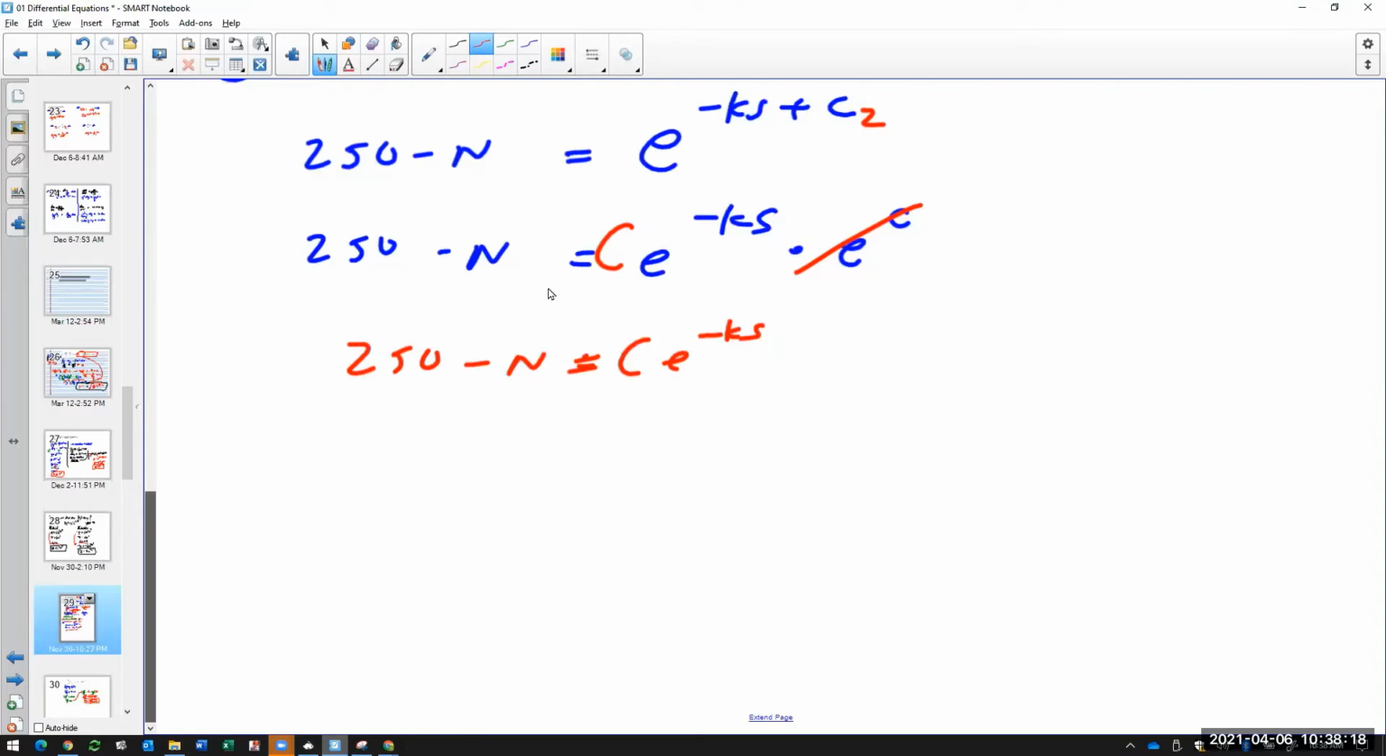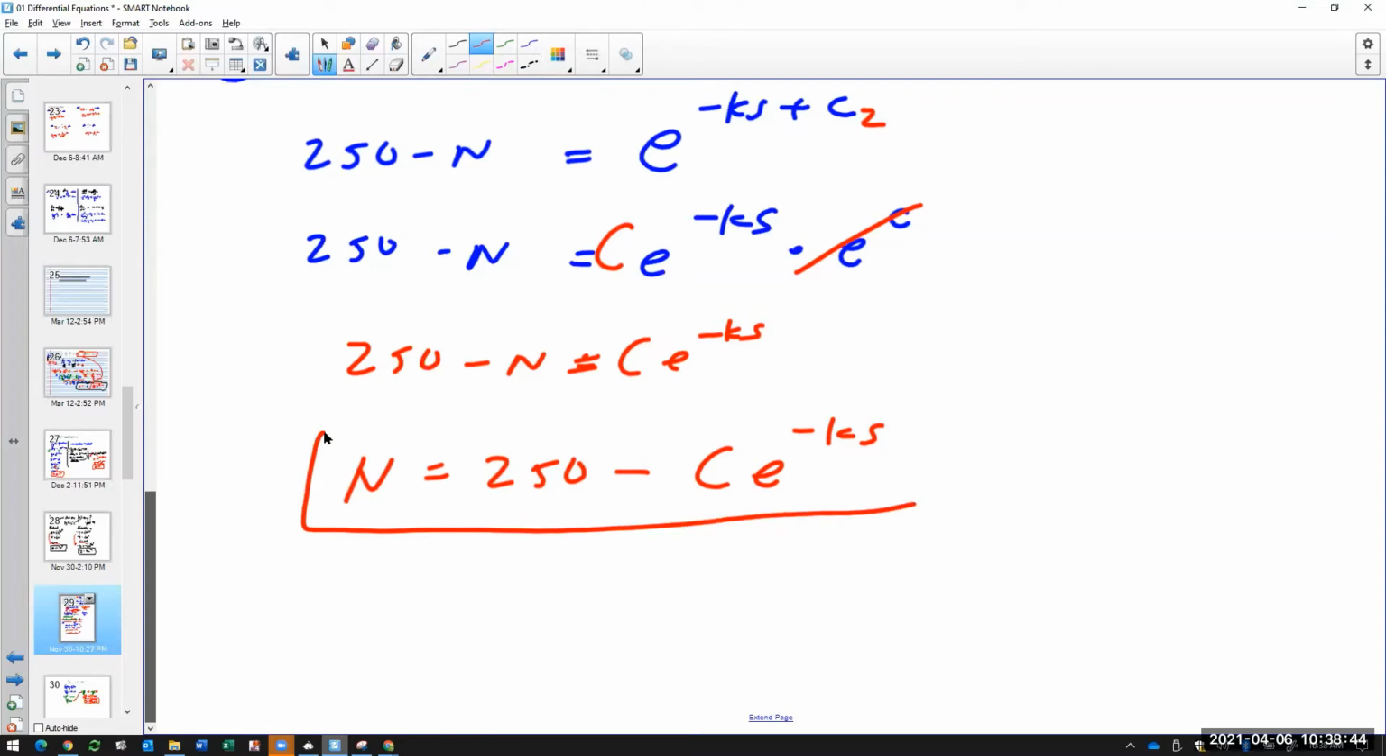And there is almost my answer. Okay, remember what we said we're trying to solve for? What are we trying to solve for? N. So then just move n to the right. So n would be equal to 250 minus c e to the negative ks. Okay, all I did was add n to both sides, but then I kind of switched places because I wanted the n to be first. Are you guys with me so far? And this is your answer, okay?